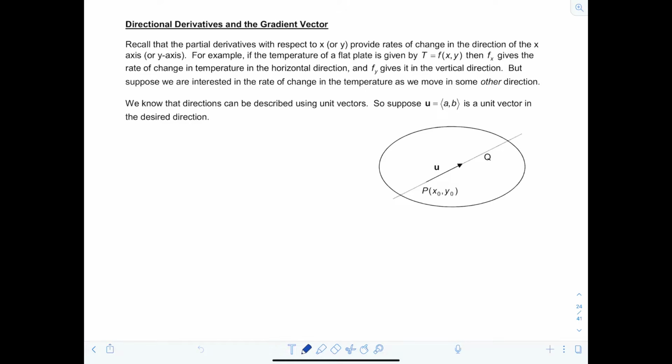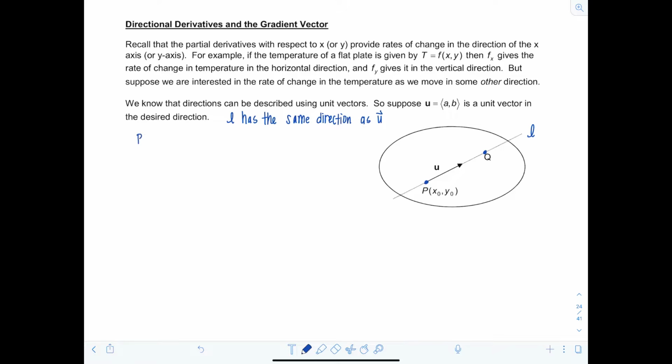The process is as follows. I'm going to draw a line that contains that vector u, so I'm going to extend it. This is my line, let's call it L. And I'm going to locate another point on the line. Here is P. That's where I'm interested in figuring out the rate of change of the temperature. And I'm going to pick another point Q on the line. This line L has the same direction as our unit vector u.